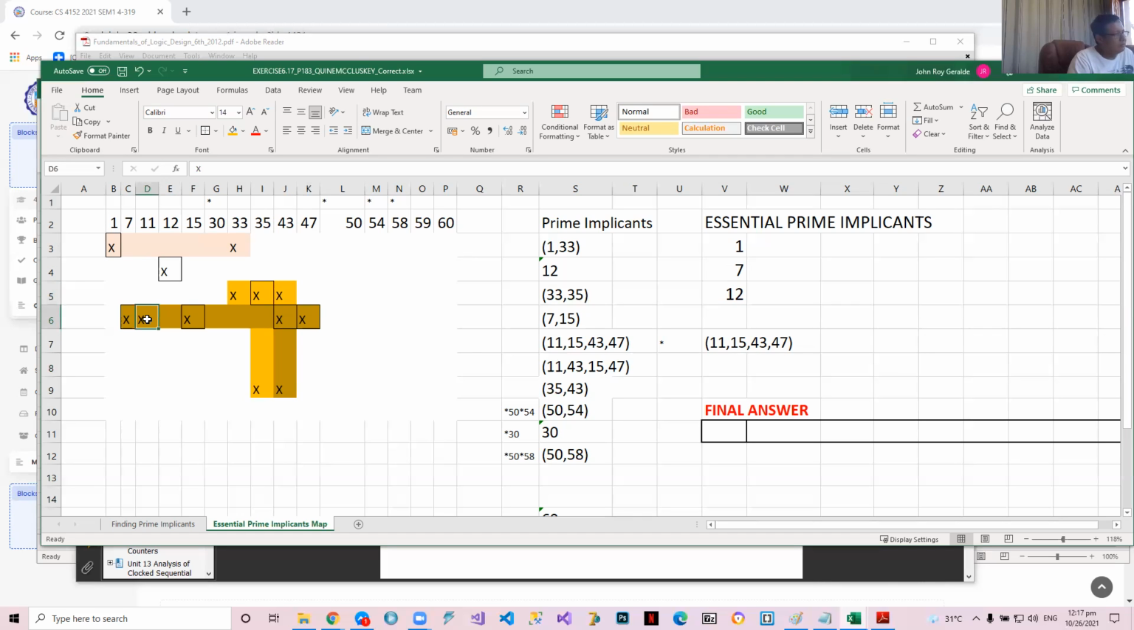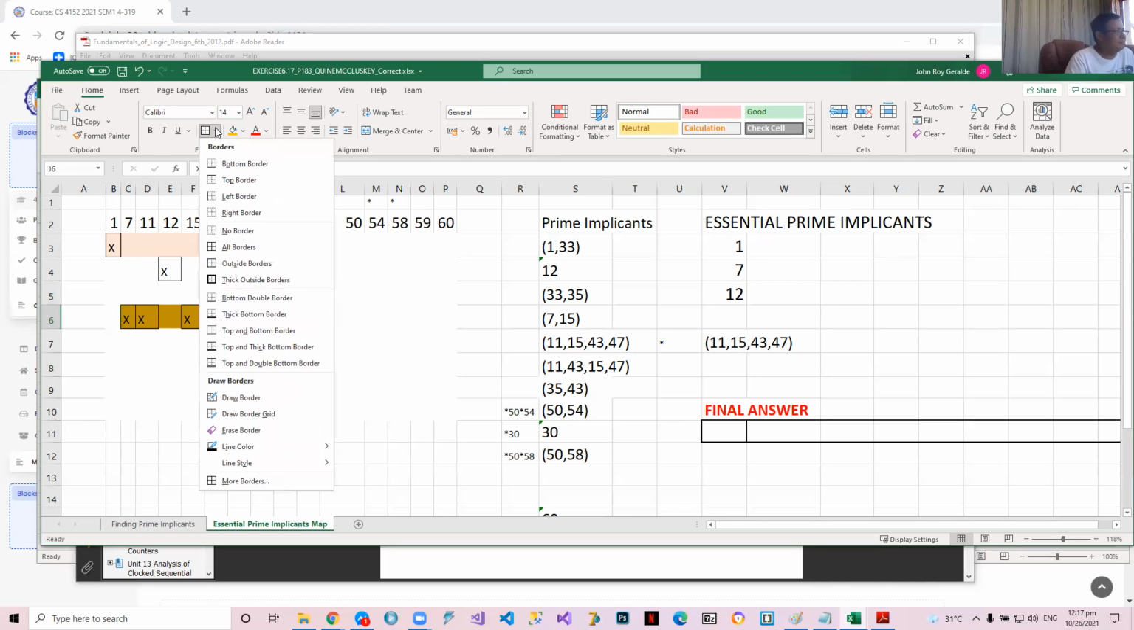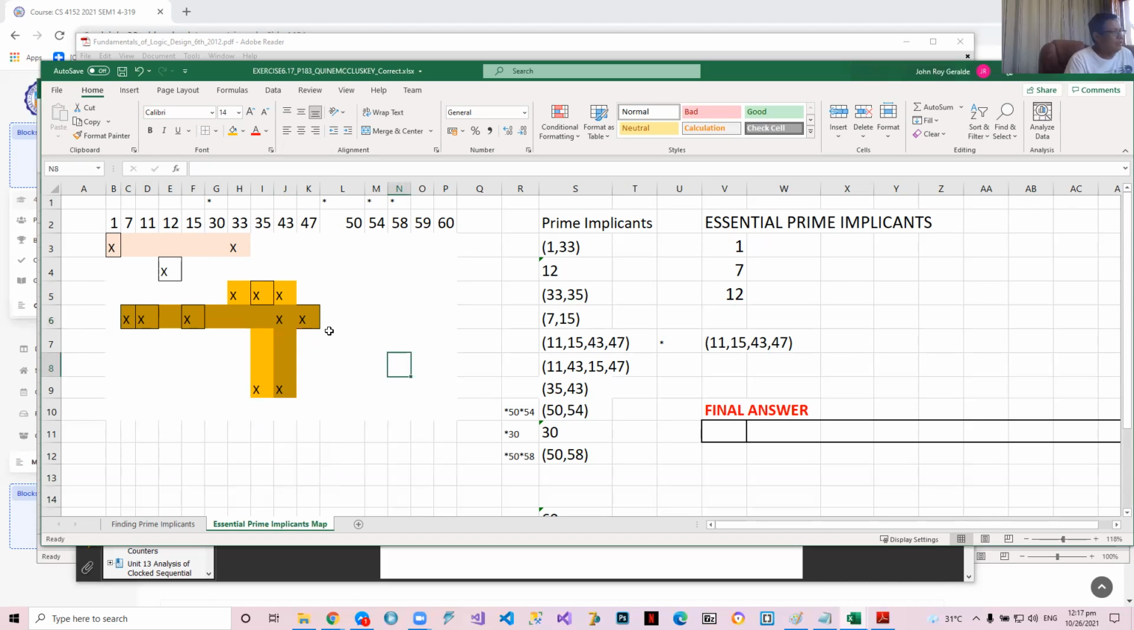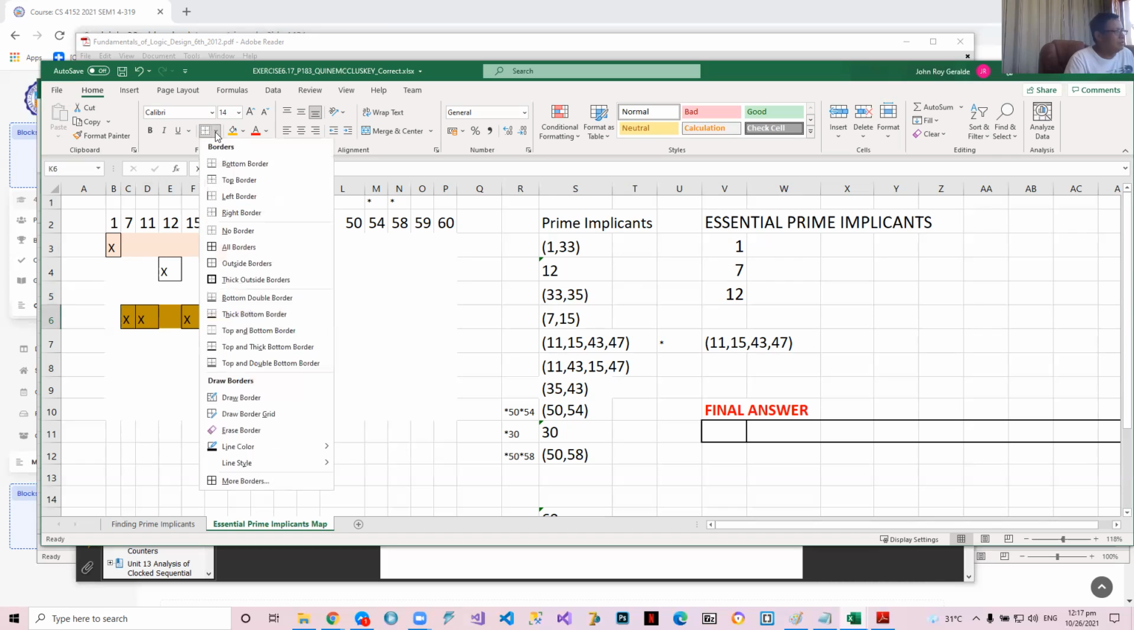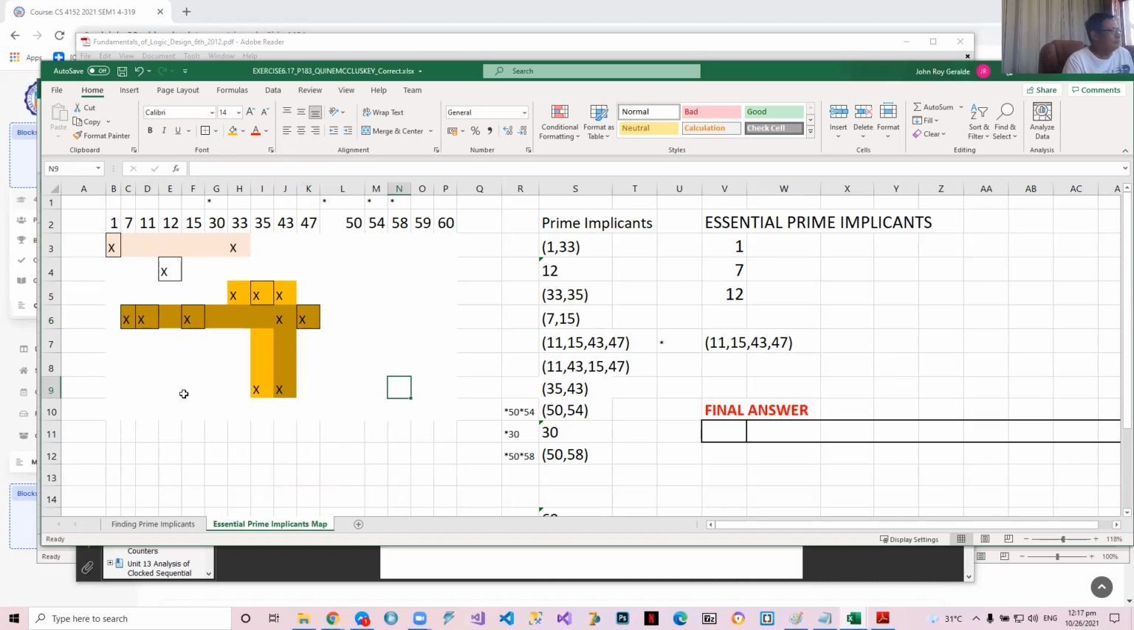Wait a moment. This one is essential, and this is not essential, because there are three of them. This is essential because it's alone here. Do you follow? So let's remove this anyway. That's wrong. So we have 1, 7. How about 11?